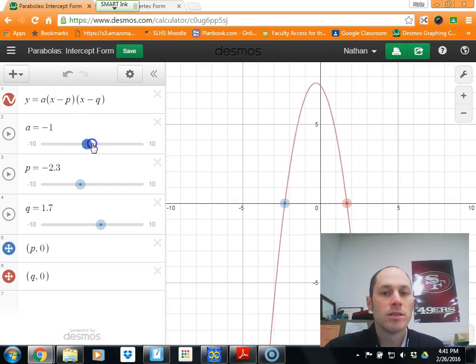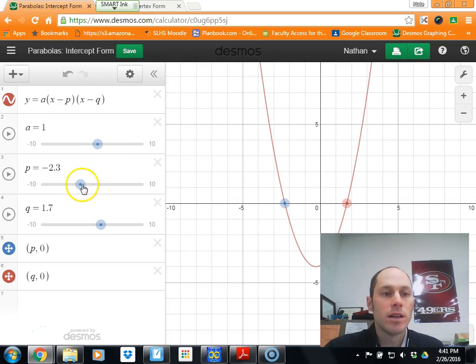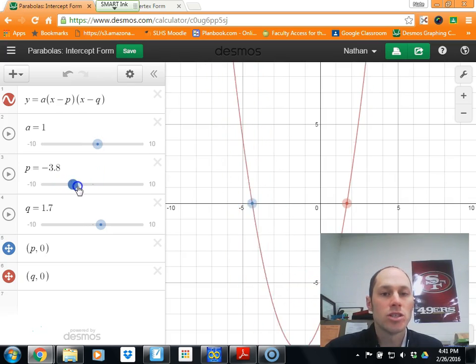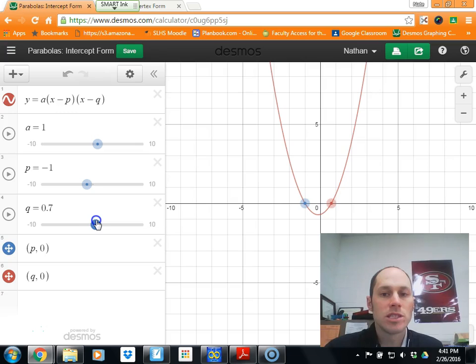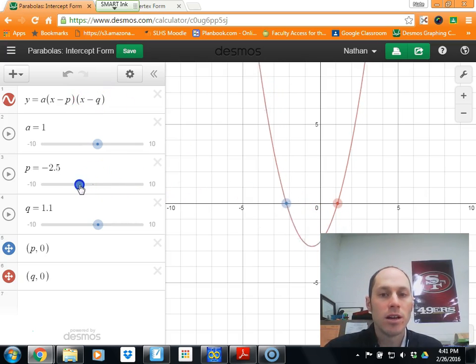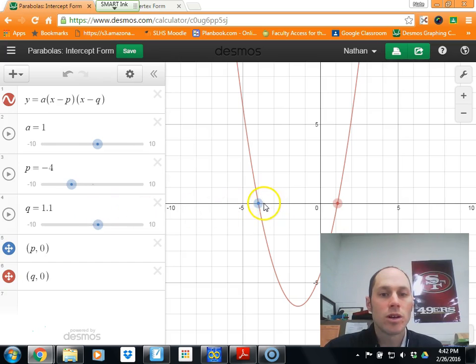So notice the a value, same as before, does the same things. Let's keep it at 1. Now the p-value. Notice what happens when I change the p-value and the q-value. And what are those? Those stay on the x-axis. So those are the x-intercepts. P and q stand for the x-intercepts. We also call those the roots of the equation, the zeros, and in this particular form we can find the x-intercepts. So that's why it's called intercept form. We can find the intercepts very quickly.